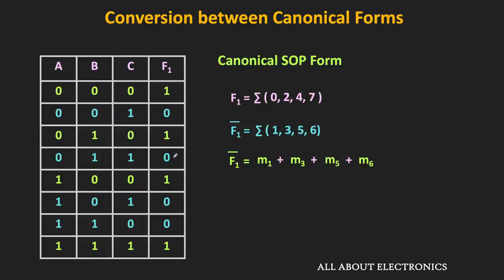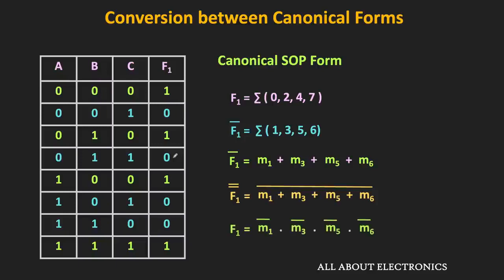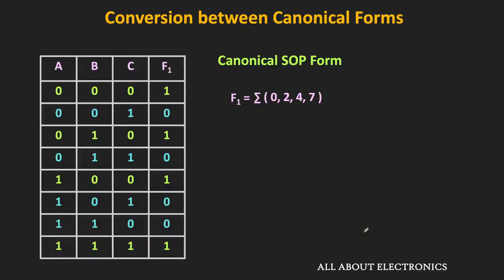Now once again, if we take the complement of this f1 bar, then we will get the f1. And using the De Morgan's law, we can write it as m1 bar dot m3 bar dot m5 bar dot m6 bar. And as we have seen, these min terms are the complement of the max term. That means if we take the complement of these min terms, then we will get the corresponding max terms. That is equal to M1 dot M3 dot M5 dot M6. That means in the canonical POS form, this expression can be written as M1 dot M3 dot M5 dot M6. Or in more abbreviated form, it can also be written like this.